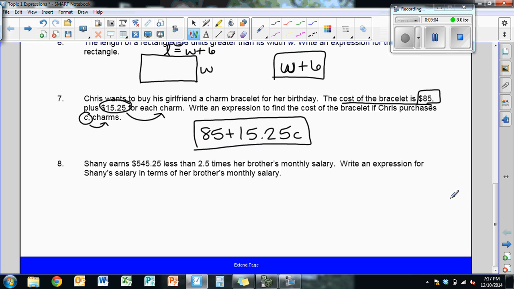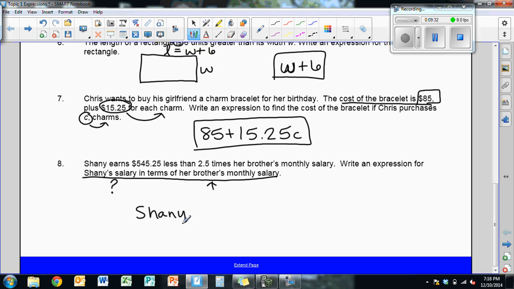Number 8, Shani earns $545.25 less than 2.5 times her brother's monthly salary. Write an expression for Shani's salary in terms of her brother's monthly salary. So what they're asking us for is they want us to write something about Shani's salary, but we're going to use the brother's salary to explain it.